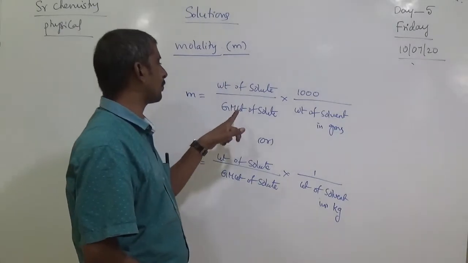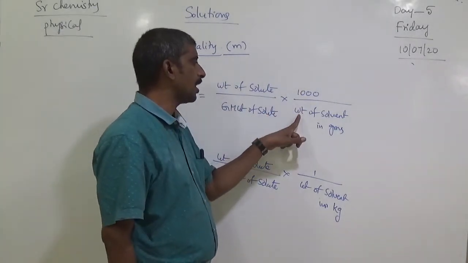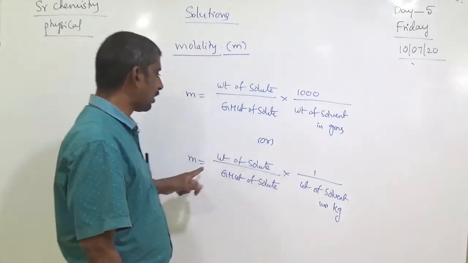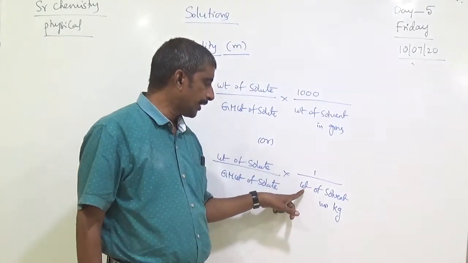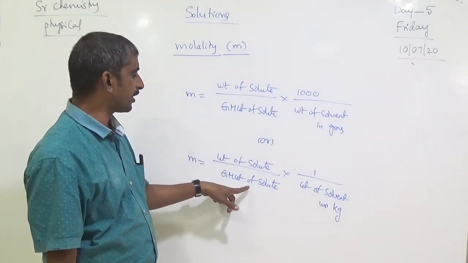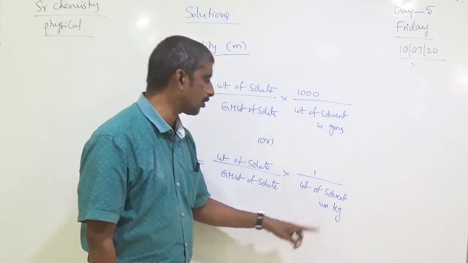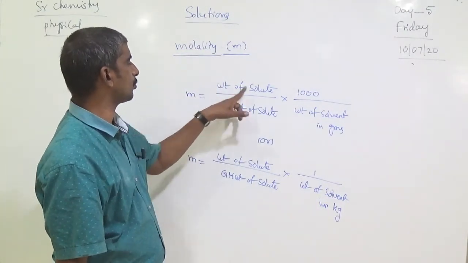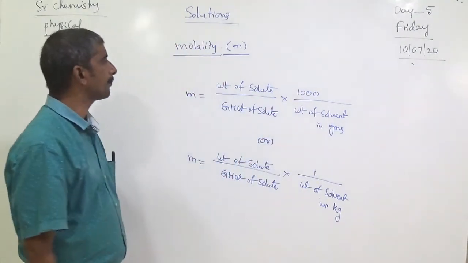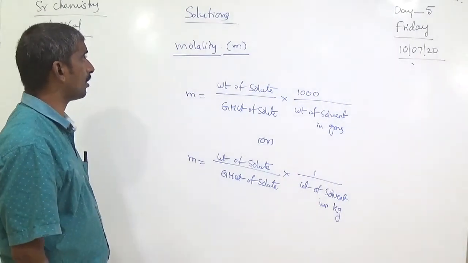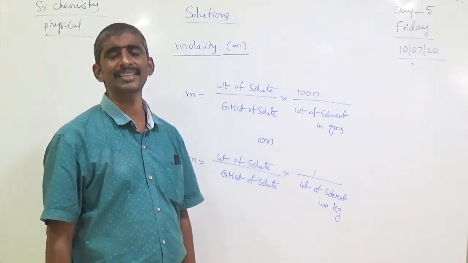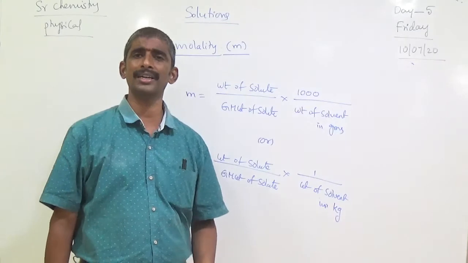Molality equals weight of solute by gram molecular weight of solute into 1000 by weight of solvent in grams. We use 1000 here for grams, or we use 1 when the weight of solvent is in kilograms; the unit must be mentioned. So these are different types of formulas for molality. Some useful formulas: the relation between molality and molarity.